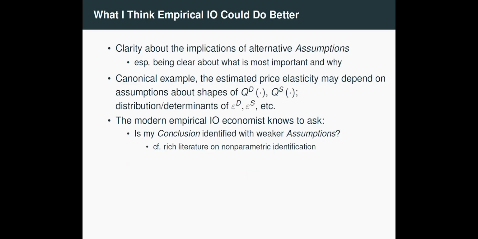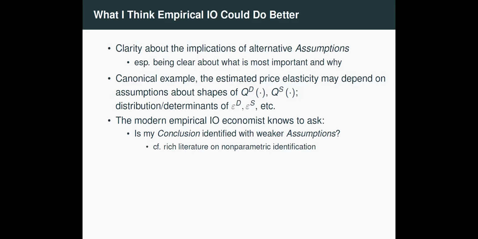Where I think empirical I/O could do even better is to have more clarity about the implications of alternative assumptions to the assumptions that are being used in the given analysis. And I think especially, if I could pick one thing, it would be to find ways to be clearer about what is most important and why. And if, again, we think about our canonical example where we're trying to estimate the effect of price on quantity demanded, our answer is going to depend on things like what we assume about the shape of the demand curve, or maybe the supply curve if there is one in our analysis, the distributions or the determinants of the unobservables in the model.